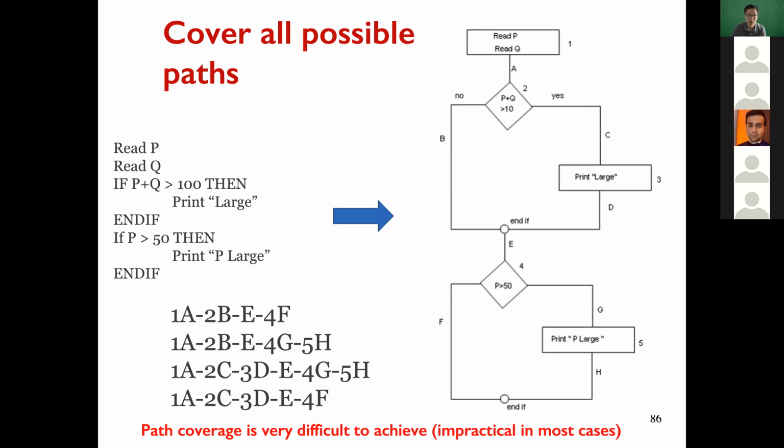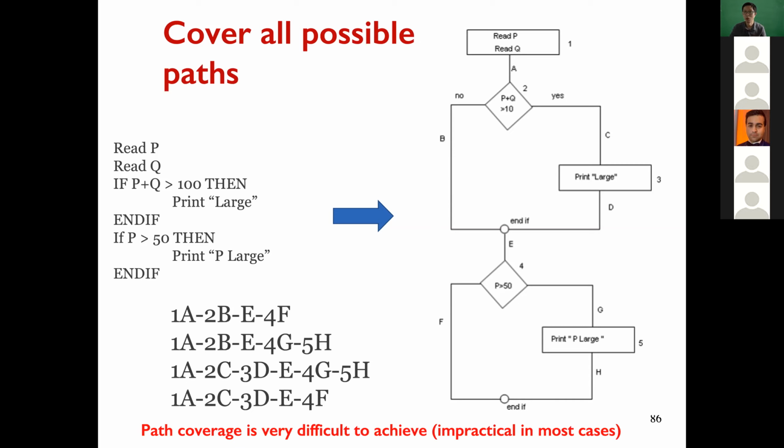So to cover all the paths is very difficult to achieve. It's even impractical for many programs. So normally we cannot ensure a very high coverage of all the paths. So the easiest way to achieve is line coverage. Then maybe a balance between them is branch coverage. Okay.